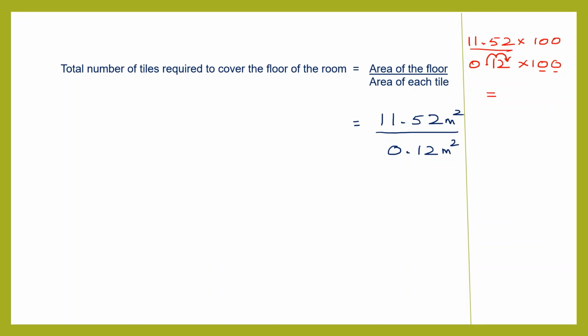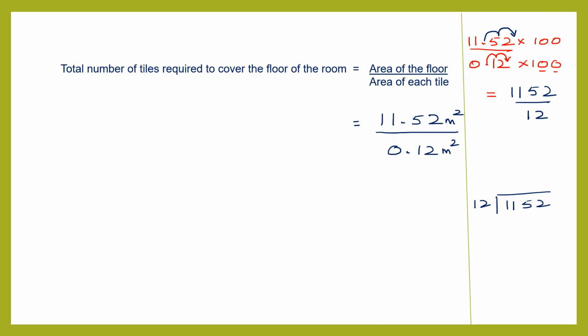So what will I get now? When the point moves two places to the right, because we are multiplying by 100, now my number will be 1152 divided by 12. So both are whole numbers. Let's do that division. 1152 divided by 12.